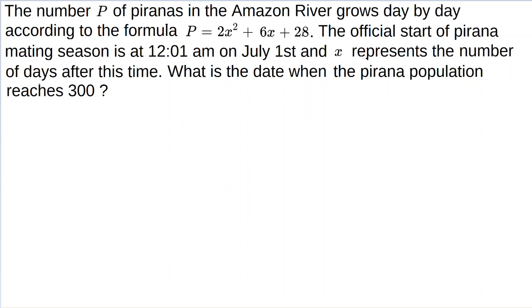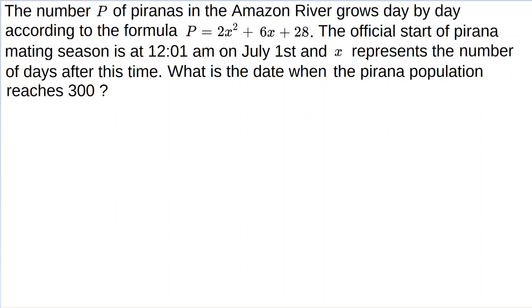And it's a quadratic model, right? Meaning we use a quadratic expression to model the number of piranhas in the Amazon River. And that's the equation that's given here: P equals 2x squared plus 6x plus 28. Now, x represents the number of days after the official start of mating season, as if there were really such a thing, and there's no such thing. But just assume that the official start of piranha mating season is at 12:01 a.m. on July 1st, and x represents the number of days or 24-hour periods after this time.